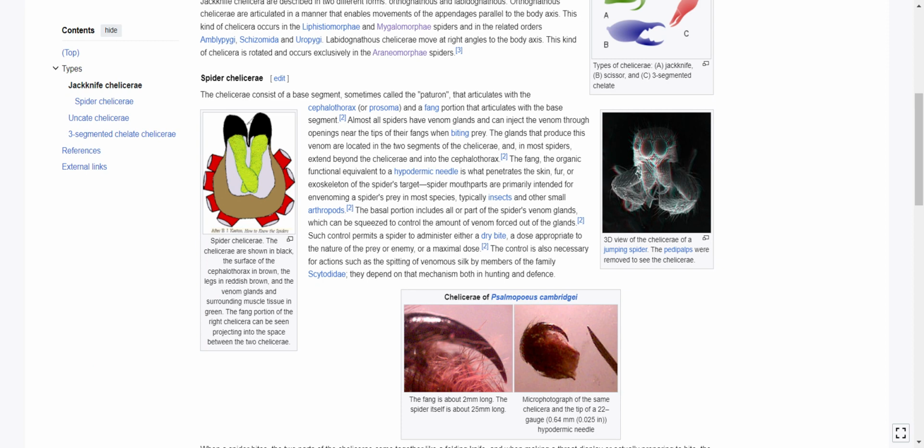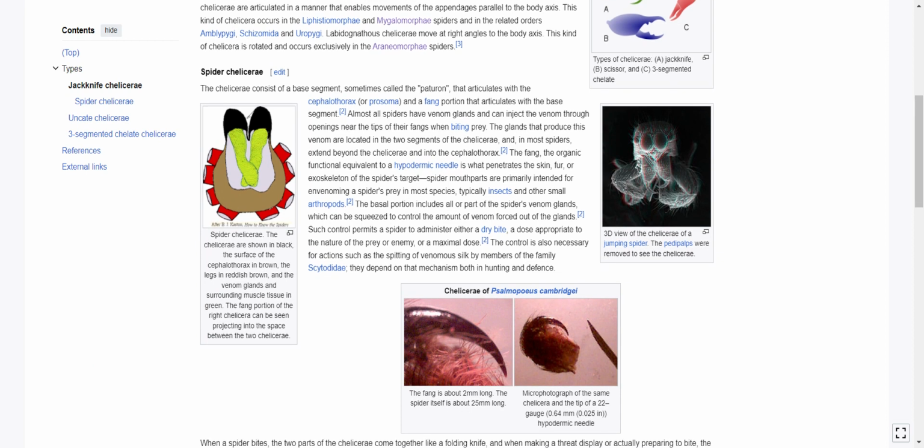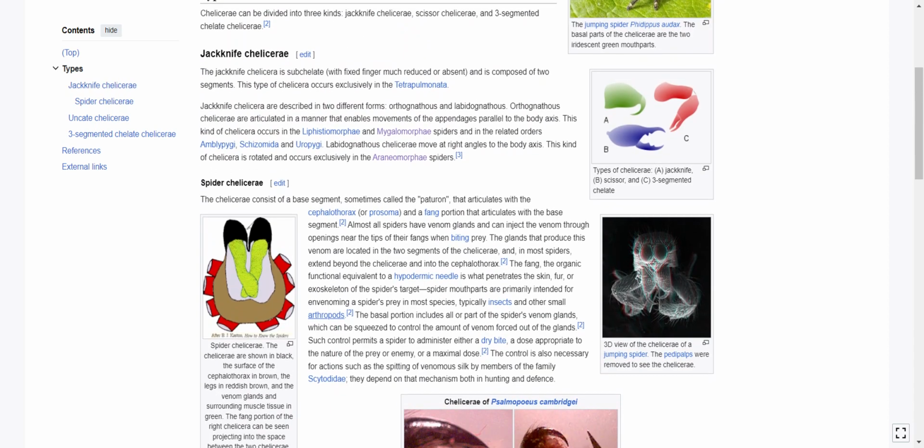The control is also necessary for actions such as the spitting of venomous silk by members of the family Scytodidae. They depend on that mechanism both in hunting and defense.